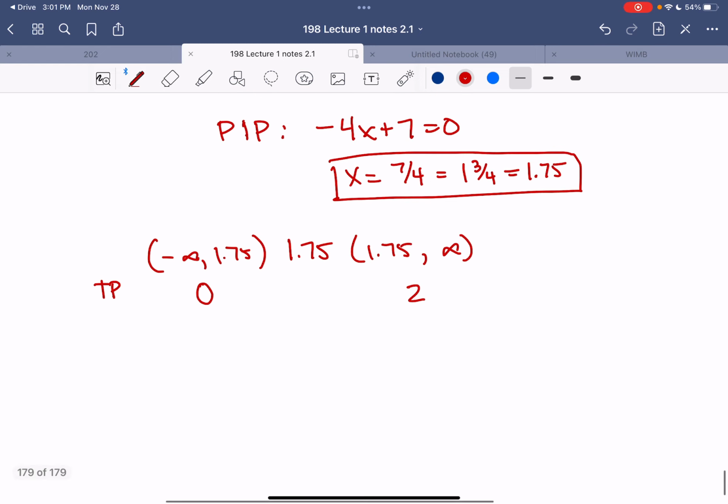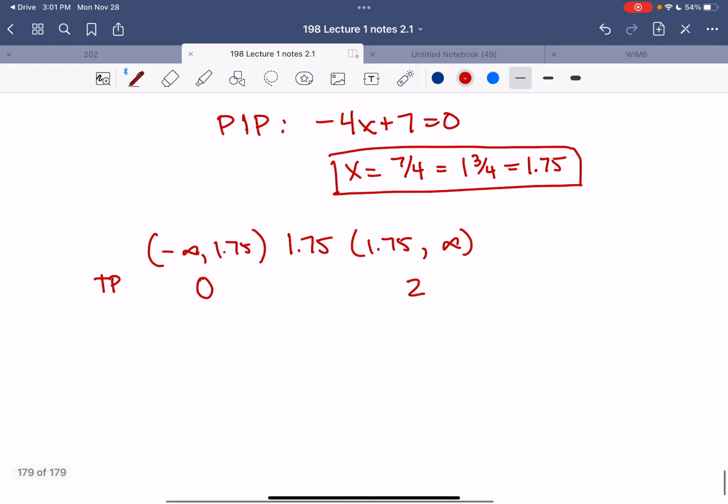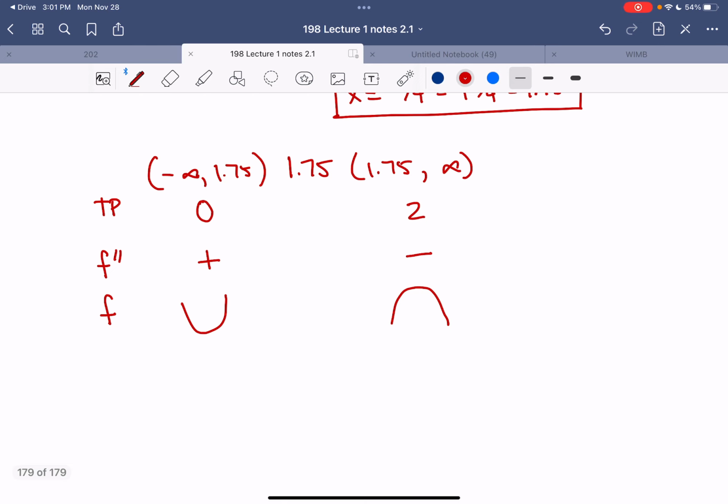And we're going to test them in the second derivative because I want to know about concavity. So we're plugging into the second derivative. That's going to tell me things about the original function. So if you plug in 0 for x, then you get positive 7. So that's positive, and that means it's concave up. When you plug in the 2, that's negative 8 plus 7. That's a negative number, and that means concave down. So now you can see that the concavity did change, and that makes this an inflection point. So not possible anymore, but this is actually an inflection point.